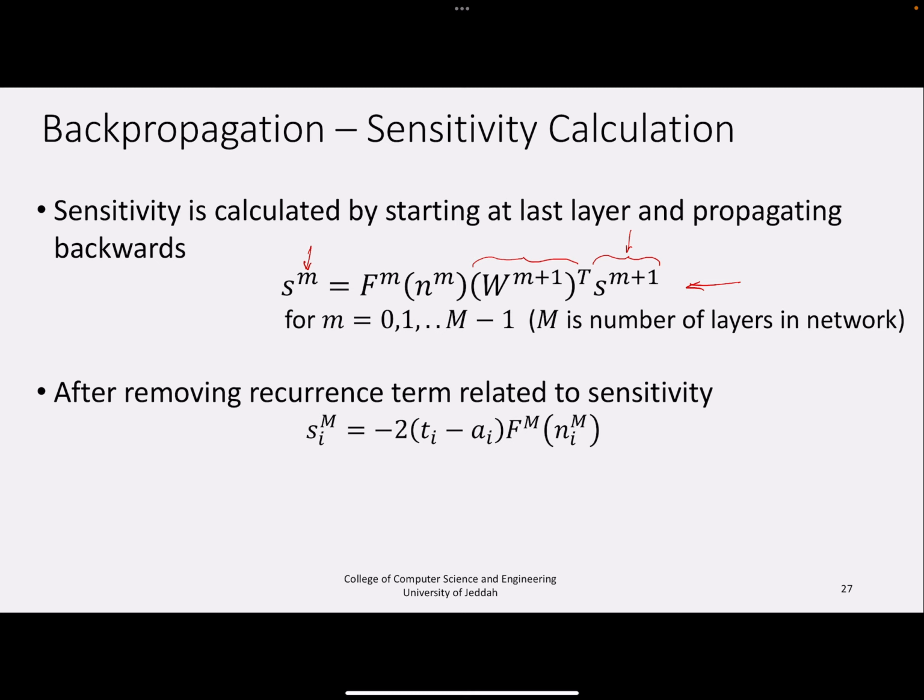For the last layer, of course, things will look a little different, and sensitivity for the output layer, the last layer, will be computed like this, like so. And so the thing that's different over here is the appearance of the error, the difference between targeted output and actual output that we got. And we can also write that in vector form, like so.